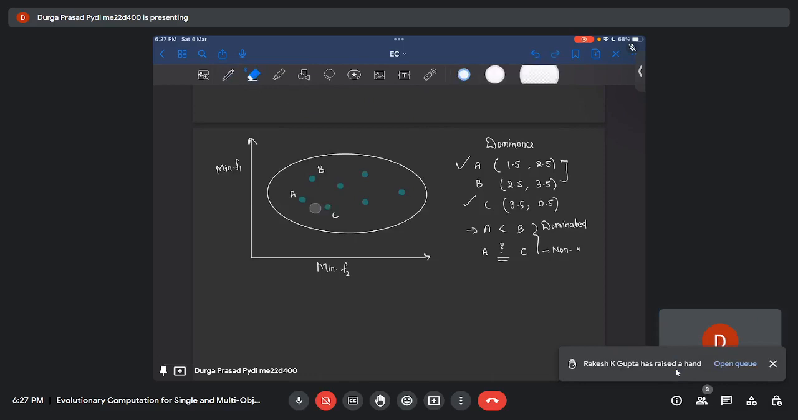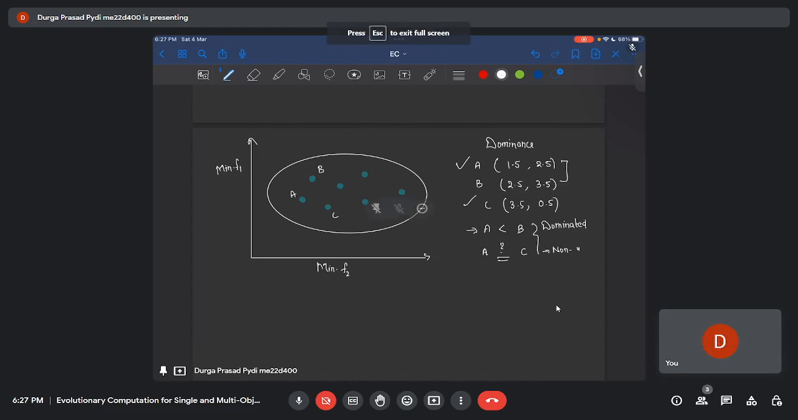Why is it called non-dominated? Like, for A and C, we don't know how close we are to the solution. We do not know how much weightage to give to each of these functions. If you see points A and C, in one objective function A is better, in another objective function C is better. So which one is better out of these two, I cannot say, unless I know how much weightage to give to each of them.